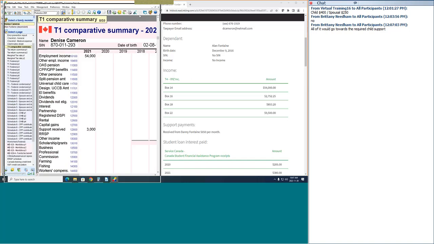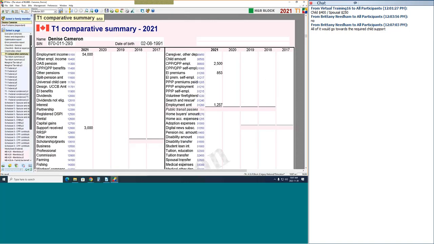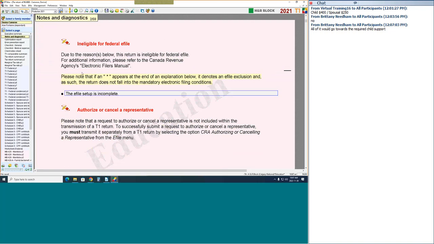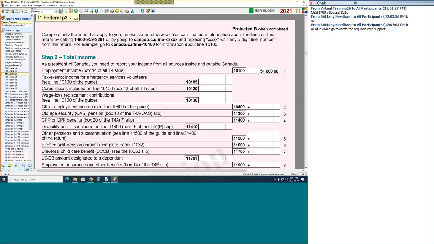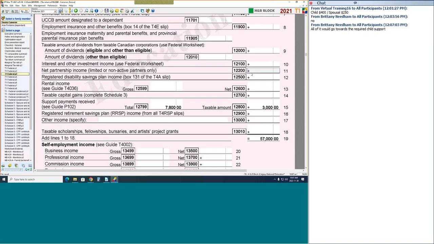If I go to the tax return, always check your notes and diagnostics first. It's ready for e-file. I don't have any warnings that I have to clear. When I go to the tax return now, she's going to have income from employment, and then we're going to have support payments received, reporting figure on the left. Taxable portion is the spousal support portion.